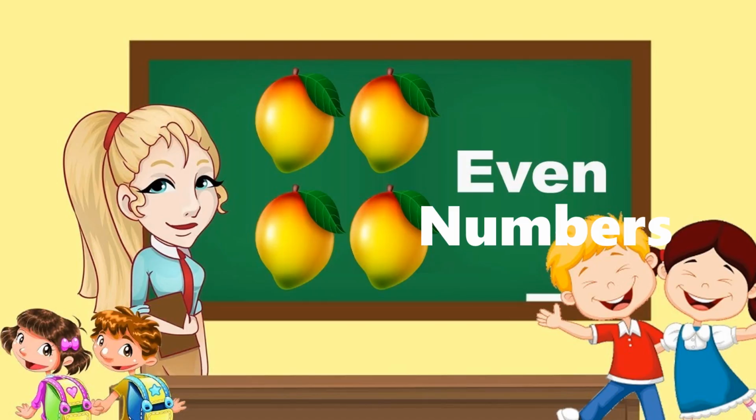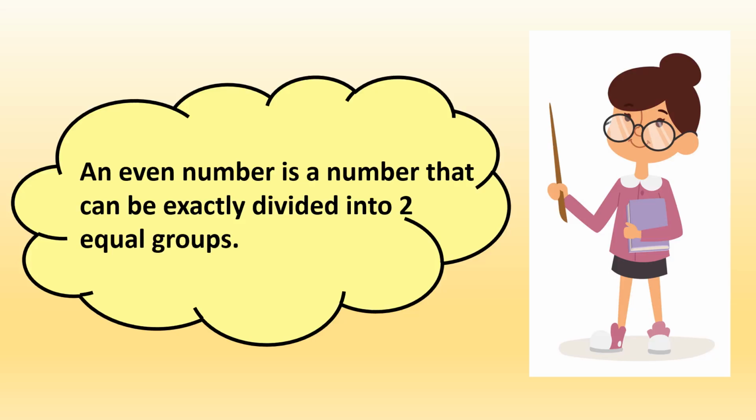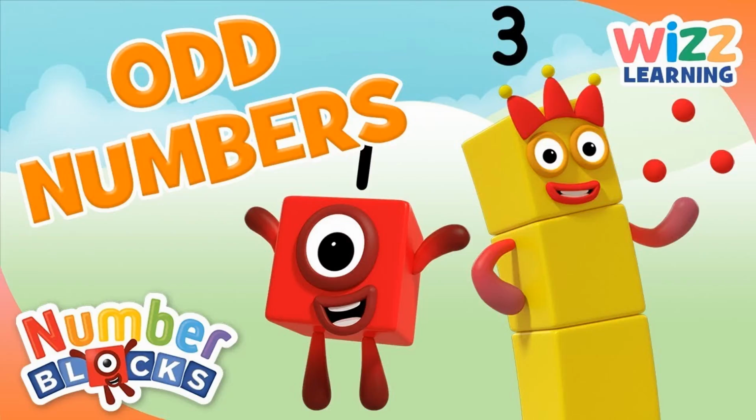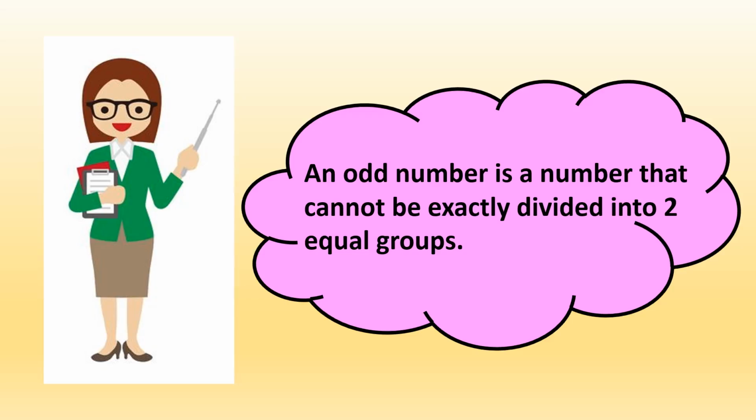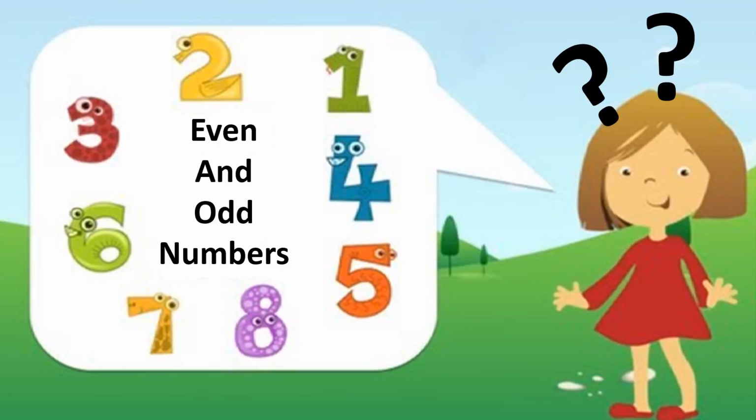So what are even numbers? An even number is a number that can be exactly divided into two equal groups. And what are odd numbers? An odd number is a number that cannot be exactly divided into two equal groups. Now that sounds very confusing, isn't it? So let's try to understand even and odd numbers through examples.